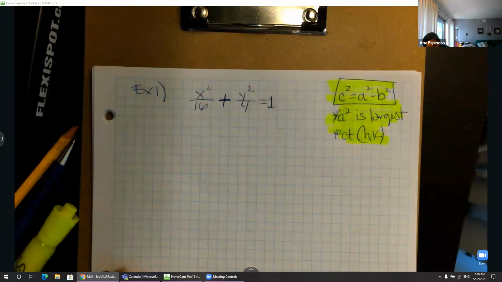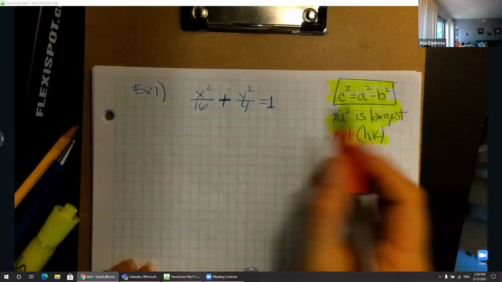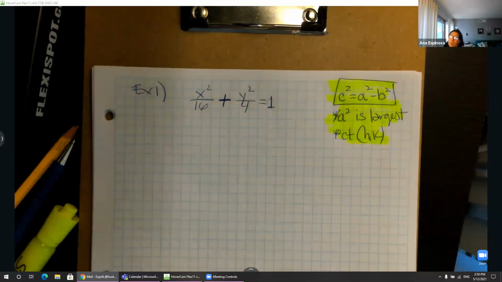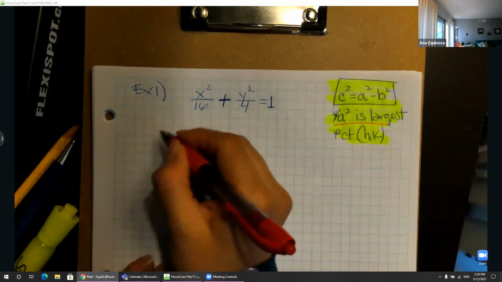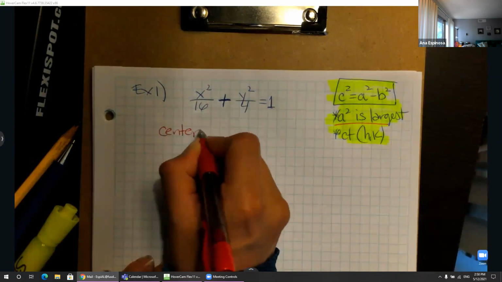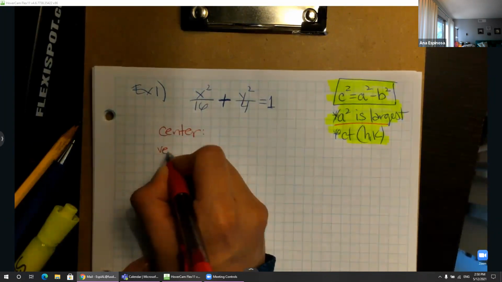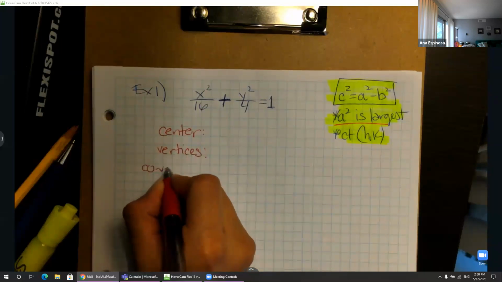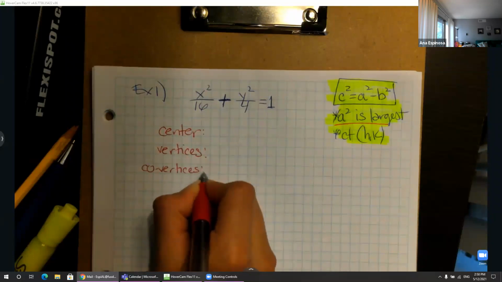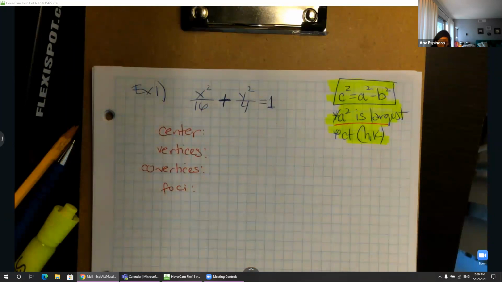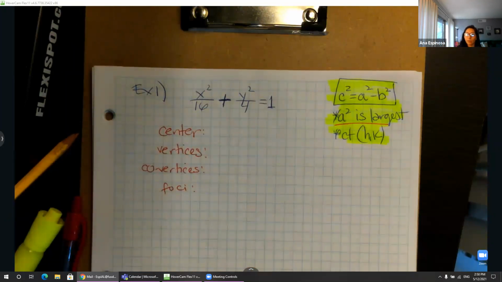Now, what we need to do is say, well, out of this, I have no idea what A is and B is. So that's why it's important for me to know that A squared is the largest. So I'm going to always start with center, dot, dot, vertices, that's plural, dot, dot, co-vertices, dot, dot, foci.